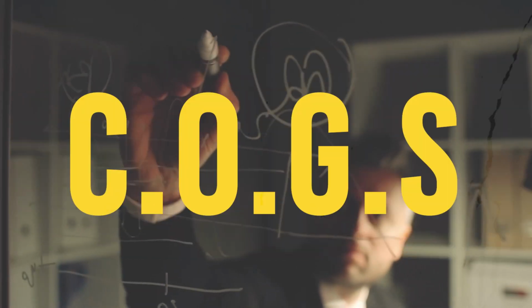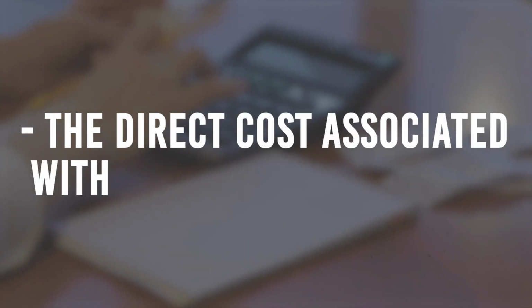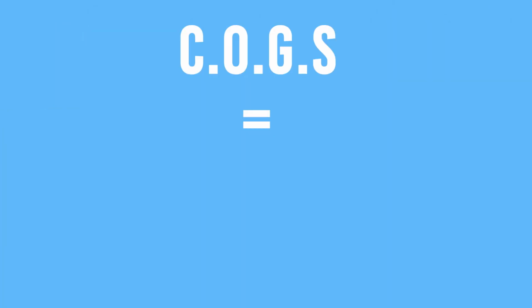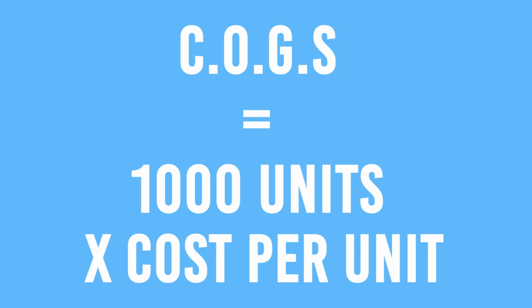So let's move on to the next item on the list, which is your cost of goods sold, or COGS for the cool kids. The cost of goods sold is the direct cost associated with earning that revenue. So in our example, a beer co is making the big bucks and has earned a cool $1 million over the past year. For the sake of simplicity, let's just say that if you sold 1,000 units of something, your COGS would be 1,000 units times your cost per unit.